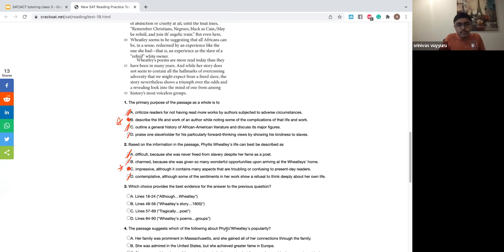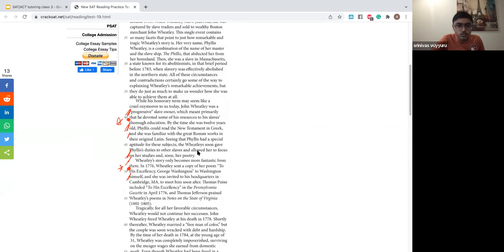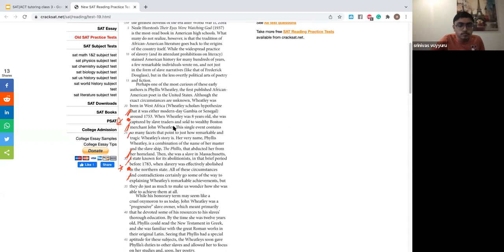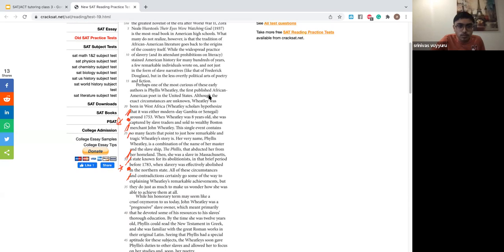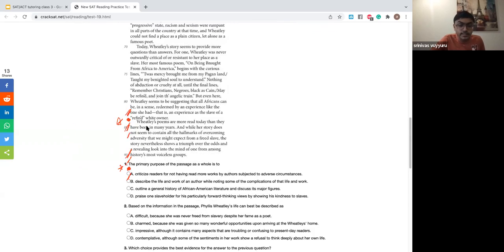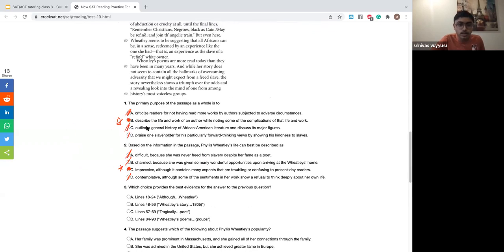So which choice provides the best evidence for the answer to the previous question? So A, we go up, lines 18 to 24. Although her exact circumstances are unknown, Wheatley was born in West Africa. That is incorrect simply because it's talking about where she was born and such.